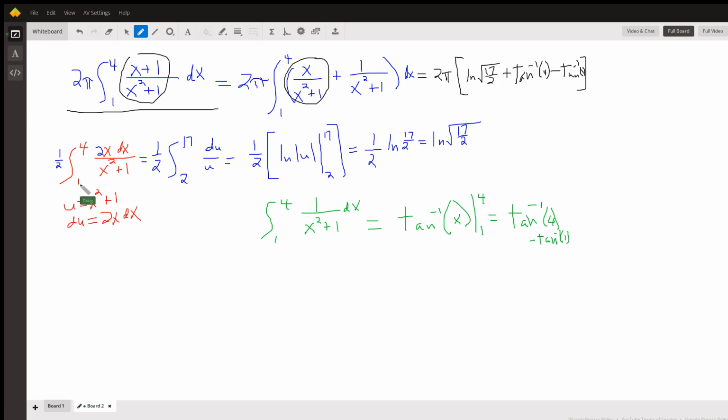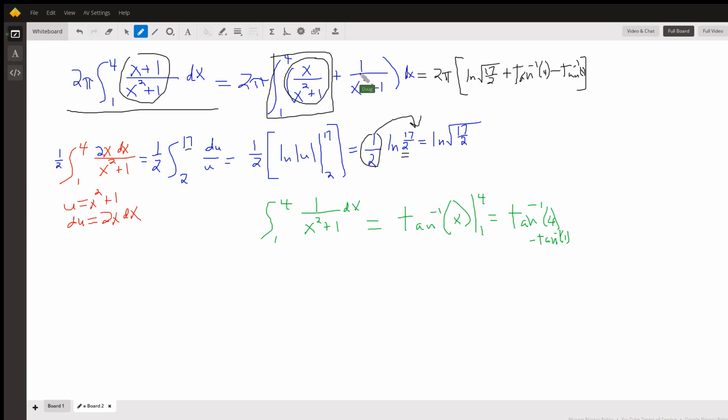And when x equals 1, u equals 2. When x equals 4, u equals 17. The antiderivative of du over u is ln of u. We're going to evaluate that from 2 to 17. So it's ln of 17 minus ln of 2, which I can collapse into one logarithm. And then move this exponent up top and take the square root of 17 halves. So that's the value of this definite integral right here.